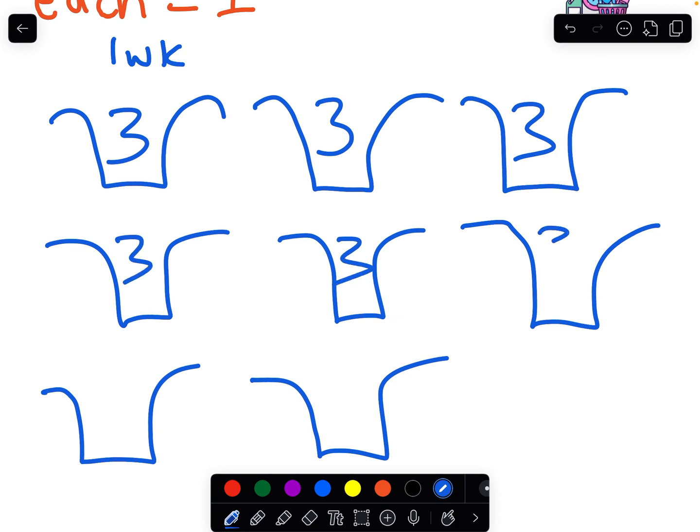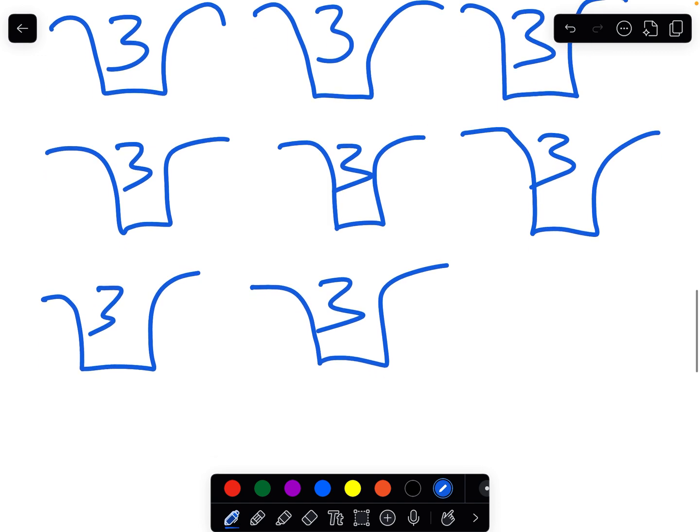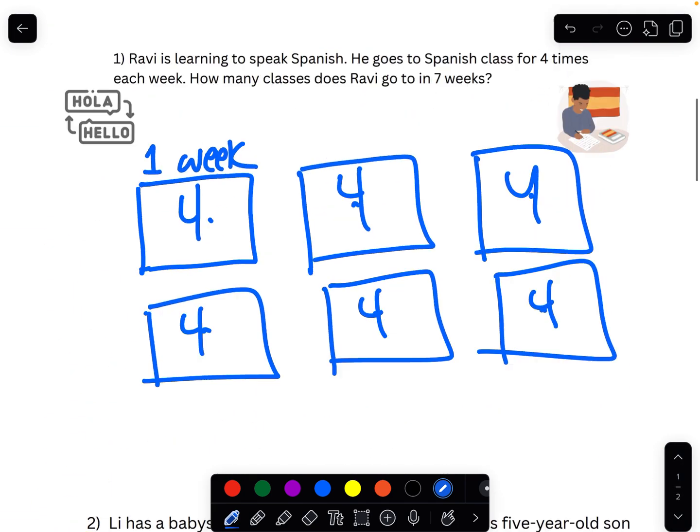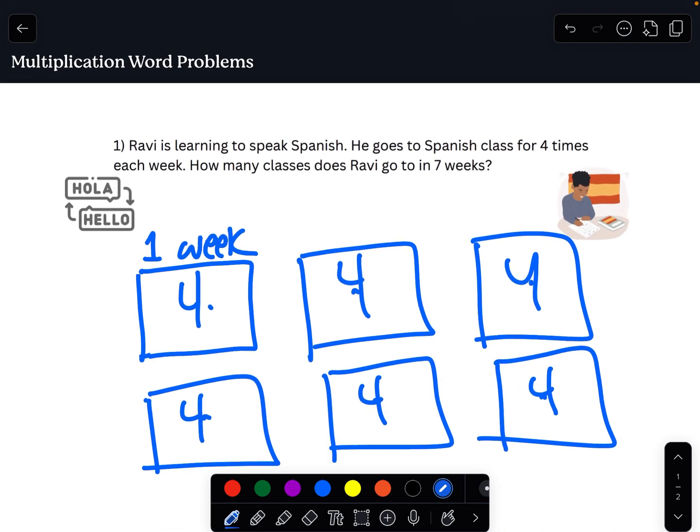And we're starting to see that the equation is going to be, we've written 3 8 times. And if we've written 3 8 times, then the equation is going to be 3 times 8. So Fiona does 24 loads of laundry in 8 weeks. And we'll stop there. We're going to practice this a lot.